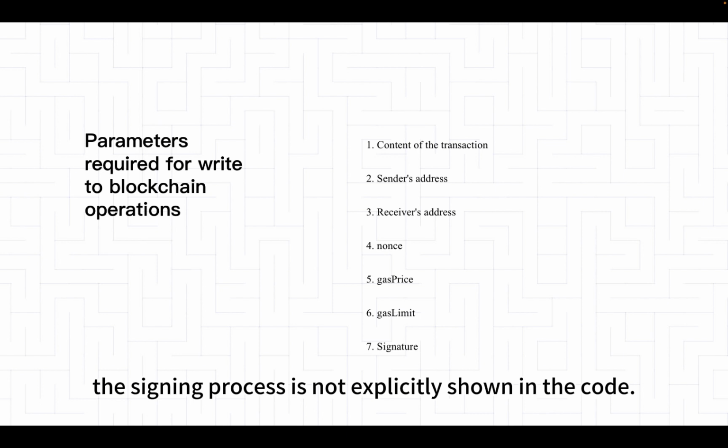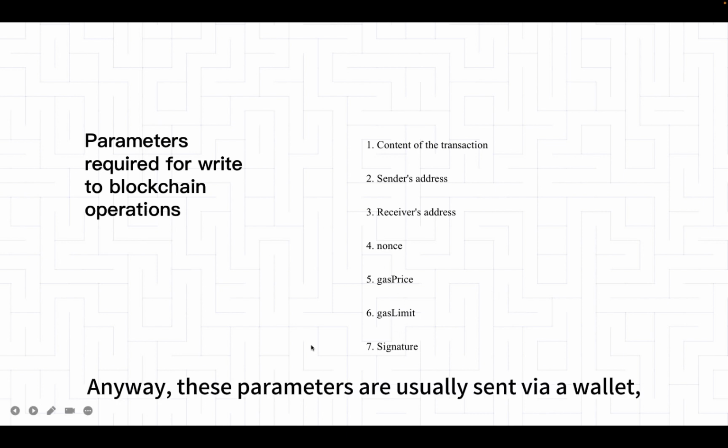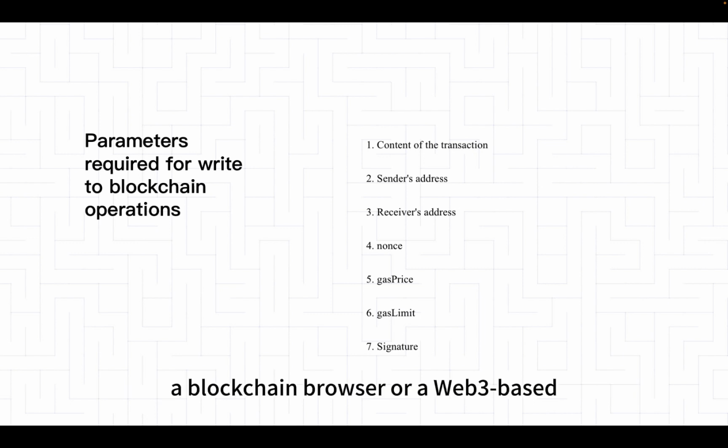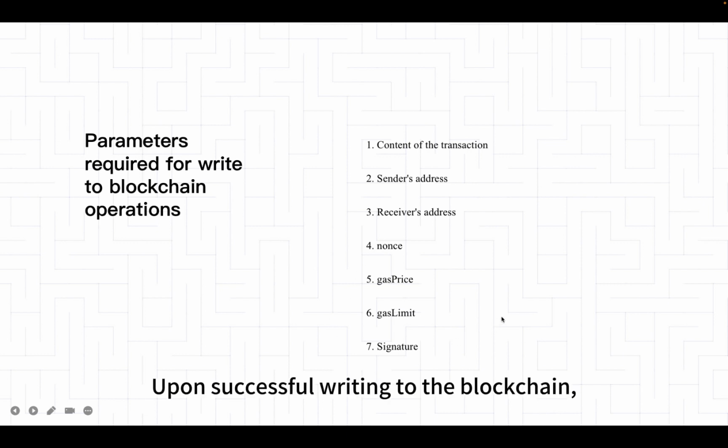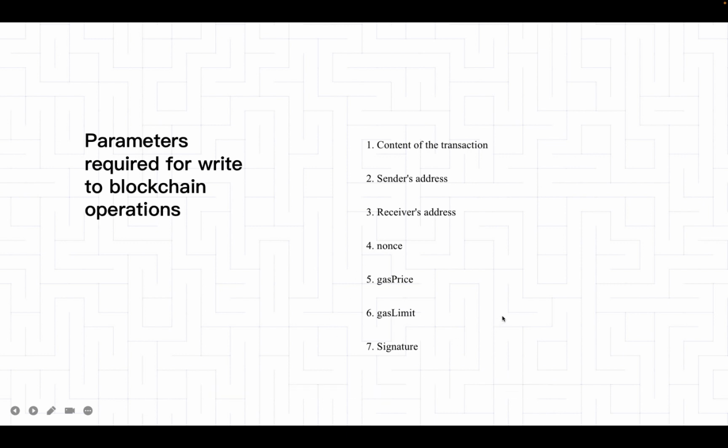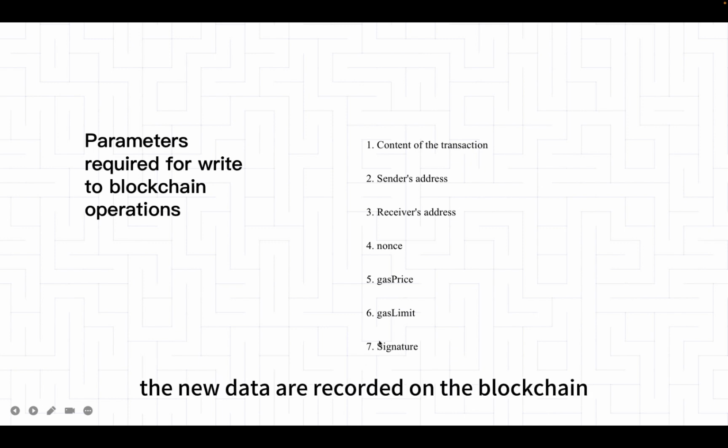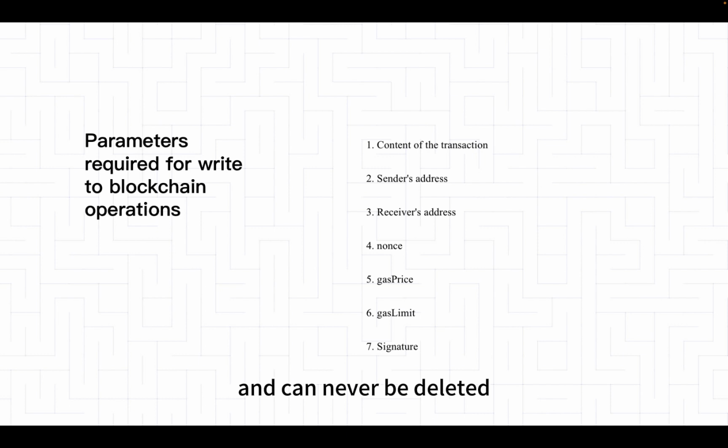For example, the FMZ platform handles the details of digital signatures automatically, so the signing process is not explicitly shown in the code. Anyway, these parameters are usually sent via a wallet, a blockchain browser, or a web3 based application and are verified and processed by the miner nodes. Upon successful writing to the blockchain, the new data are recorded on the blockchain and can never be deleted or modified as they become part of the hash value of the next block in the chain.